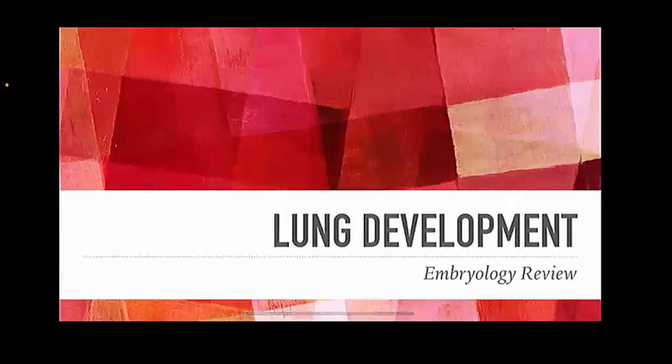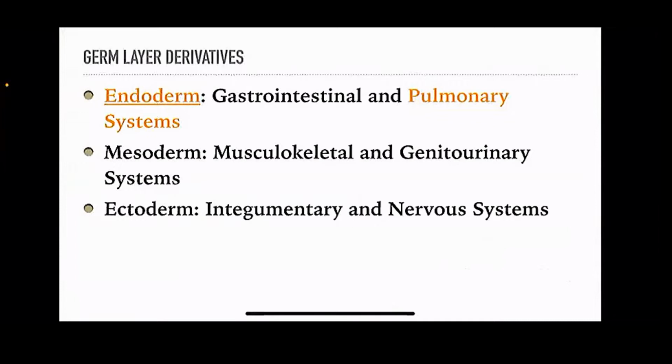Now on to a brief embryology review on lung development. Now, as we may recall, the human body develops from 3 germ layers, and each of these germ layers has its own derivative. So starting off with the endoderm, the derivatives are the gastrointestinal and the pulmonary systems. The mesoderm, you have the musculoskeletal and the genitourinary systems, and of course the ectoderm has the integumentary and nervous systems deriving from it.